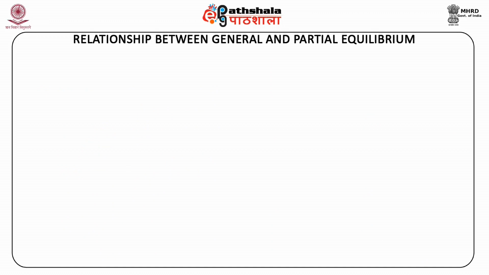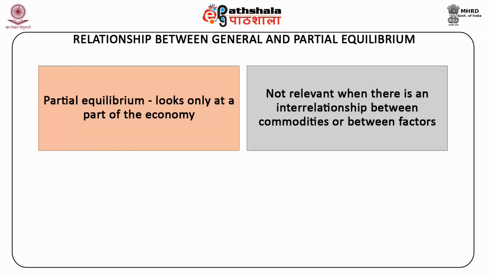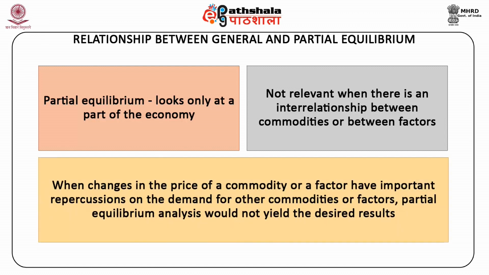Further, we have the relationship between general equilibrium and partial equilibrium. Partial equilibrium looks only at a part of the economy. It leaves out a lot of effects, which limits its use, but it gives results that are easy to derive and are transparent. Partial equilibrium analysis is not relevant to apply when there is an interrelationship between commodities or between factors.